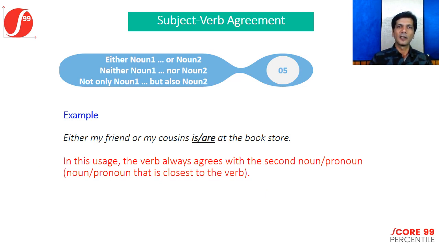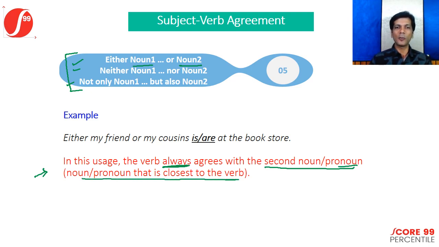Look at another variant. Let's say you again have noun 1, noun 2, now combined this way. So you combine noun 1, noun 2 with either or, neither nor, or not only but also. So if you combine them with any of these correlative conjunctions, then how would the rule be? Check this rule. This says, in this usage, the verb always agrees with the second noun or the pronoun, or the noun or pronoun that is closest to the verb.